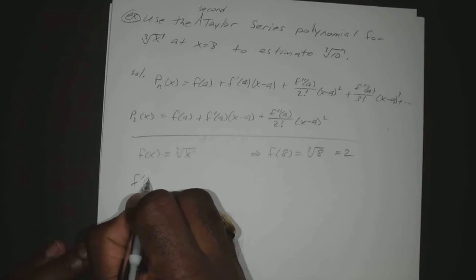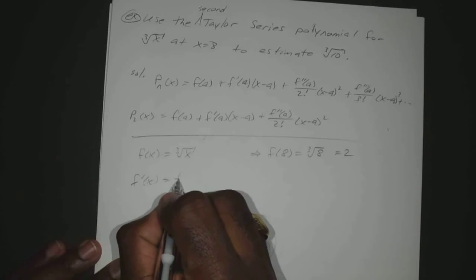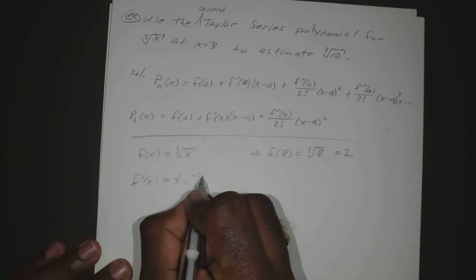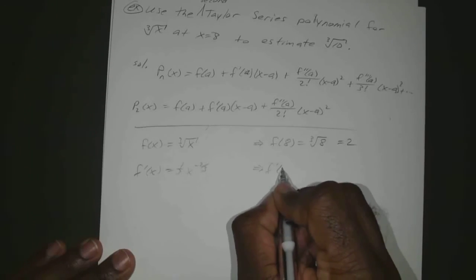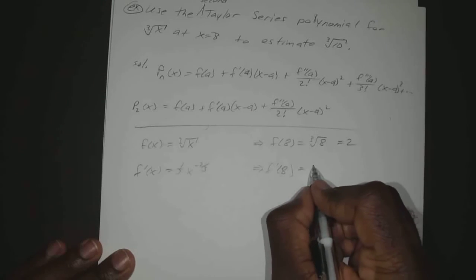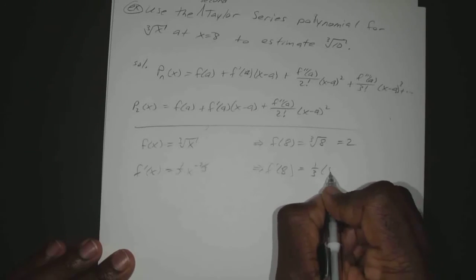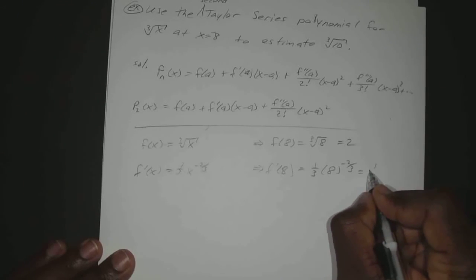Okay, our f prime of x, if we make that x to the 1/3 power, that's going to be 1/3 x to the negative 2/3. So your f prime of 8, I'm about to write x, equal to 1/3 times 8 to the negative 2/3, which is equal to 1/12.